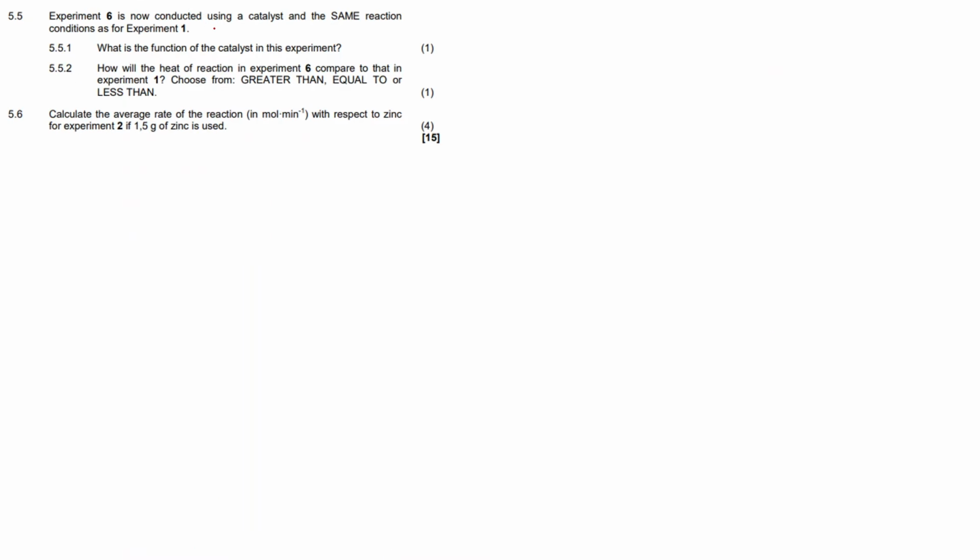Question 5.5. Experiment 6 is now conducted using a catalyst and the same reaction conditions for experiment 1. Question 5.5.1. What is the function of a catalyst in this experiment? The function of a catalyst in this experiment, and in any experiment, is to speed up the reaction. Therefore, it increases the reaction rate.